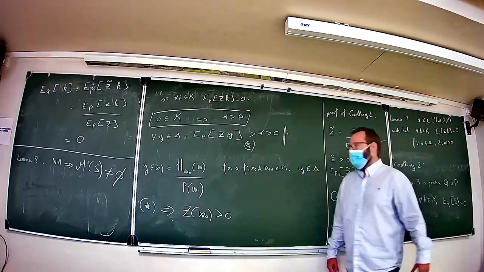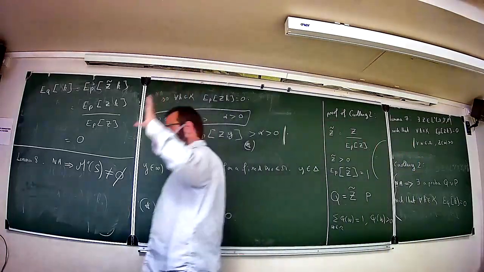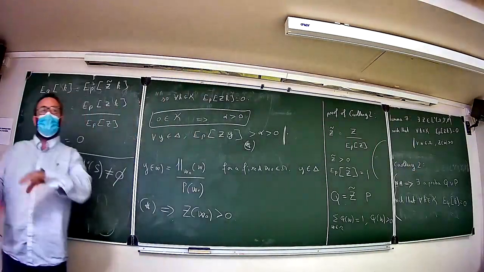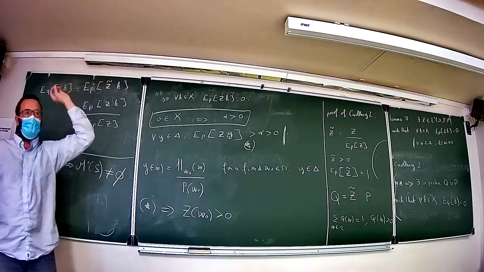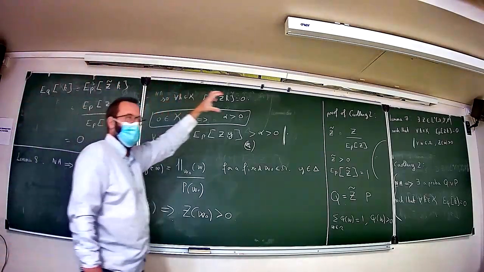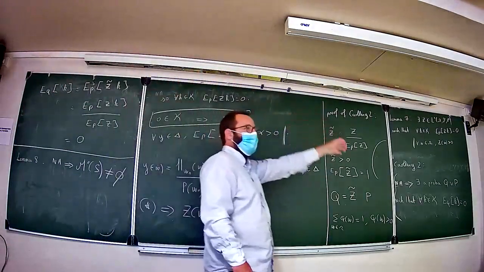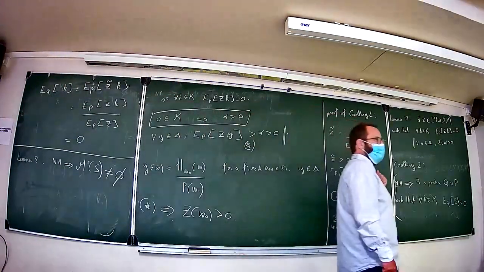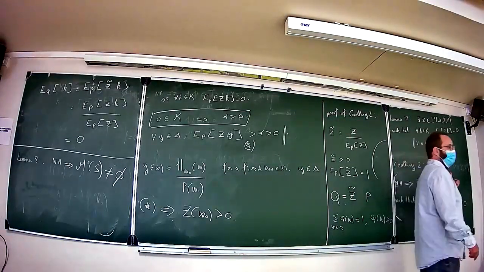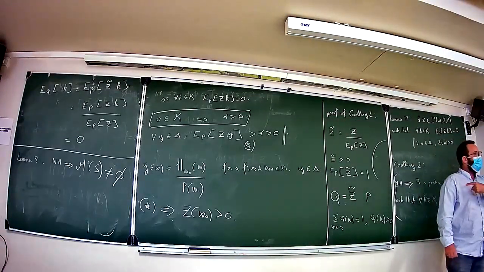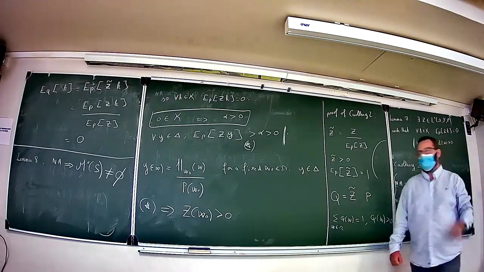Okay? So before proving this, if I recall the structure of the proofs, from the convex separation theorem, I exhibit a vector. I prove that this vector is always strictly positive. From this strictly positive vector, I extract a probability that is equivalent to P, fulfilling this condition, and we are going to prove that such a Q is an equivalent martingale measure.